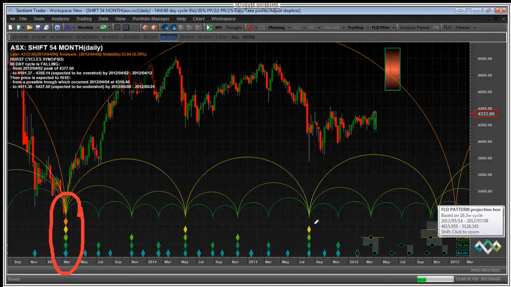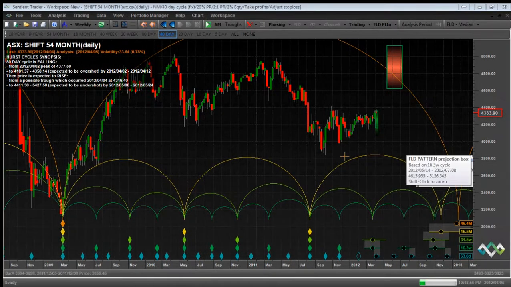Okay, so what does this analysis say? Well, first of all, the analysis tells us that the 4.5 year cycle troughed in March of 2009. In other words, the March of 2009 trough was a more prominent cycle trough than the August or October trough of 2011. So that immediately makes more sense to me. Okay, so I feel good about that.